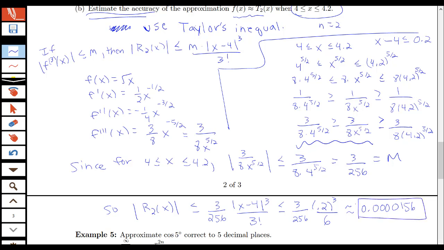So depending on what you may want to be using this approximation for, that may be a good enough approximation to just use the second order Taylor polynomial to approximate your square root function. If you wanted an even smaller error, you might need to use a higher order Taylor polynomial.